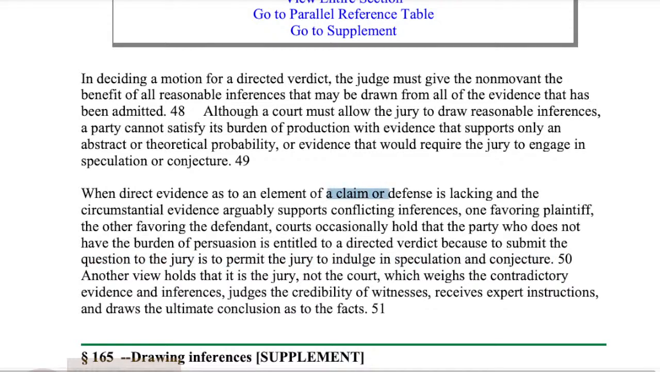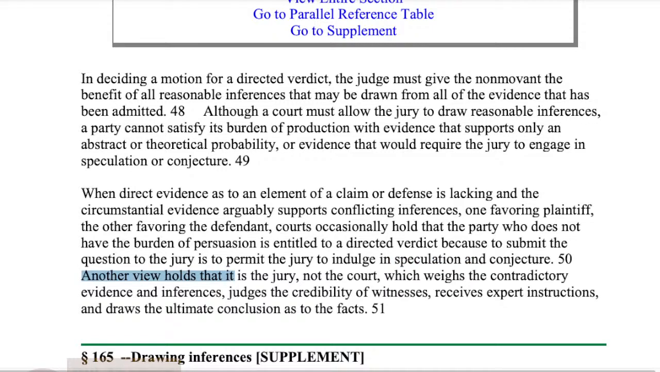See, when direct evidence of a claim or defense is lacking, and just the circumstantial, not the testimonial evidence, arguably supports conflicting inferences, right? Courts occasionally hold that the party that does not have the burden of persuasion is entitled to a directed verdict. That's interesting, though, because they don't want the conjecture of a jury or speculation.